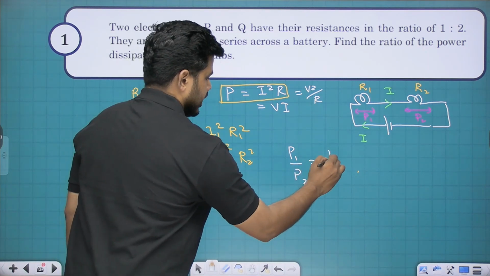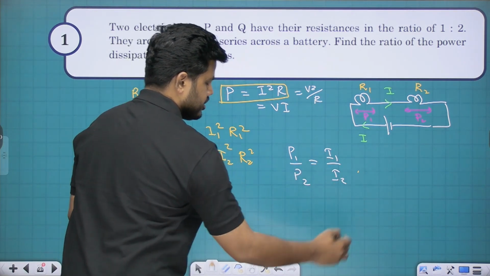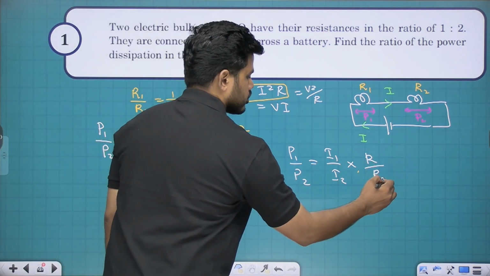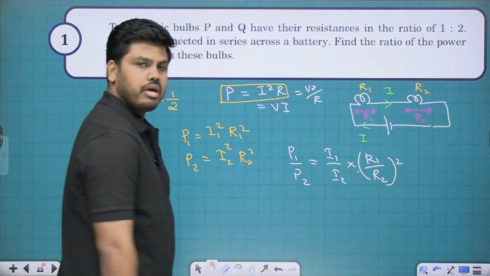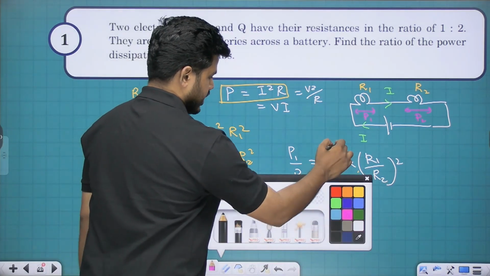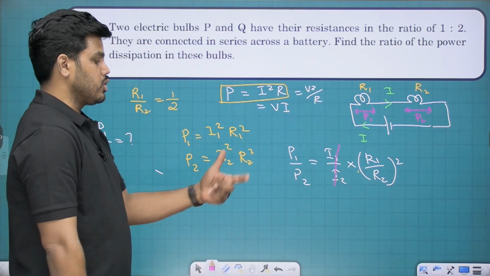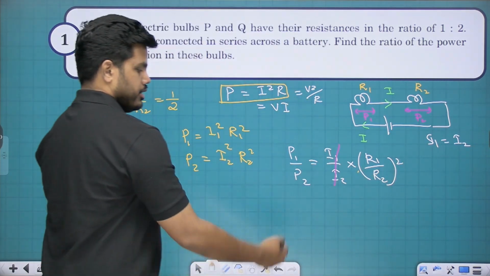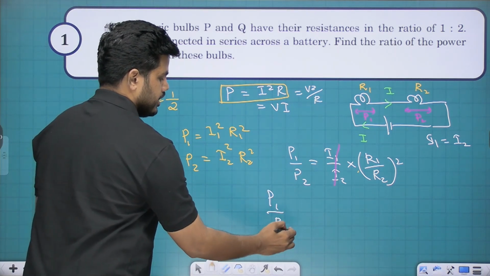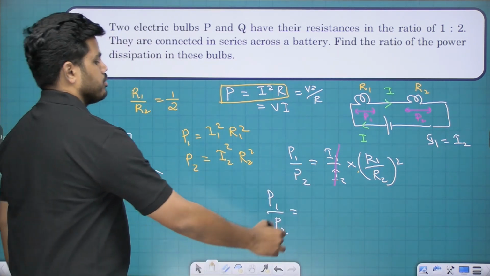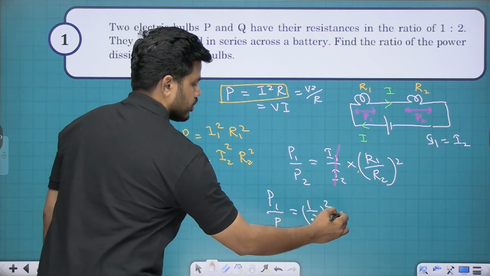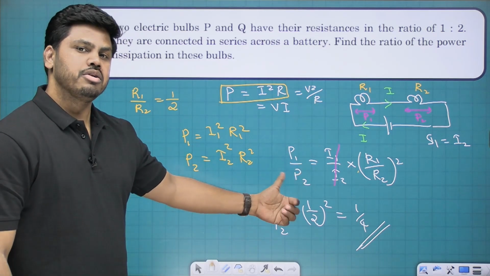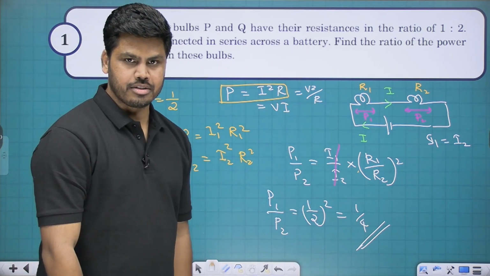P1 by P2, I1 by I2 gets cancelled because I1 and I2 are equal, into R1 by R2 the whole square. See, I1 and I2 get cancelled. I1 is equal to I2. In series combination, we know I1 is equal to I2. So what is the P1 by P2 ratio finally? R1 by R2 the whole square. R1 by R2 the whole square is actually 1 by 2 the whole square. We got 1 by 4. That is the ratio of power dissipation in the bulbs when they are connected in series.